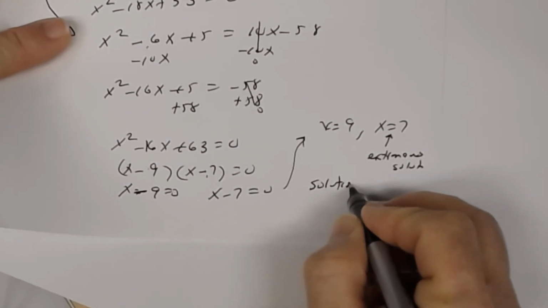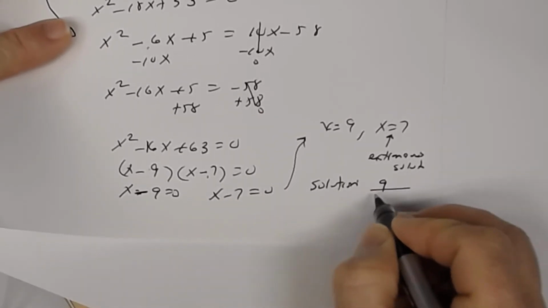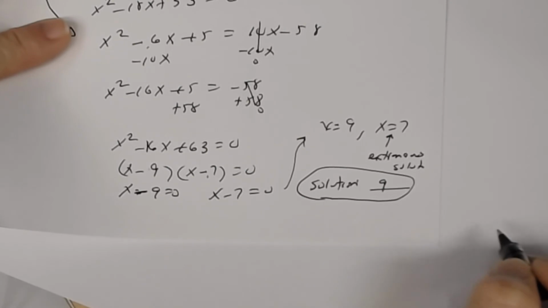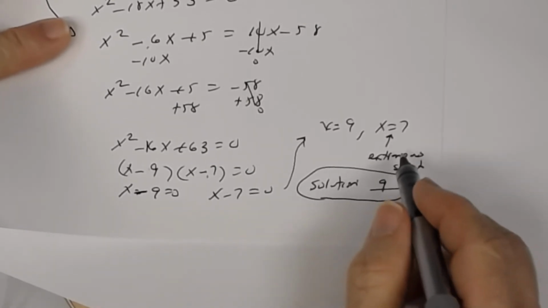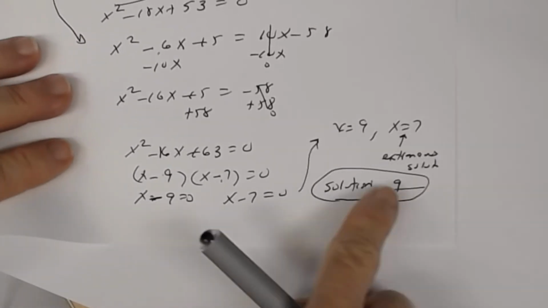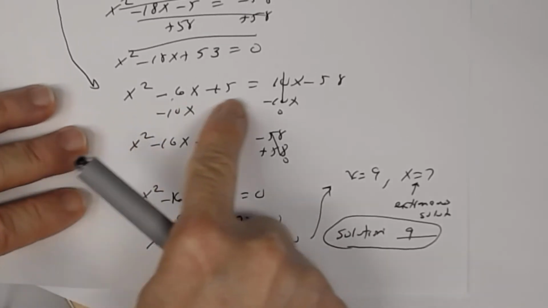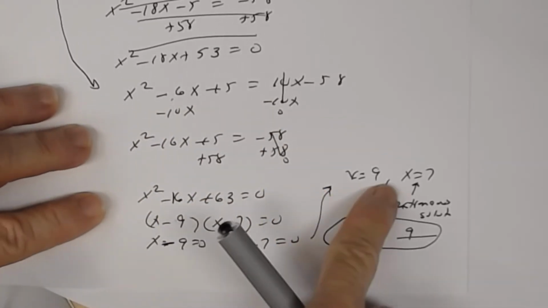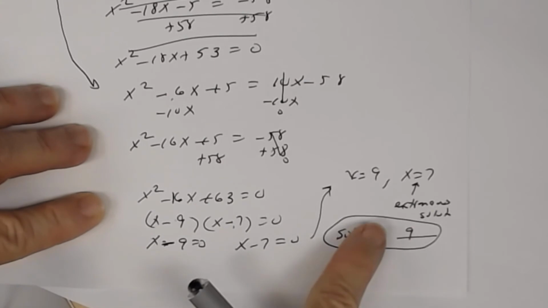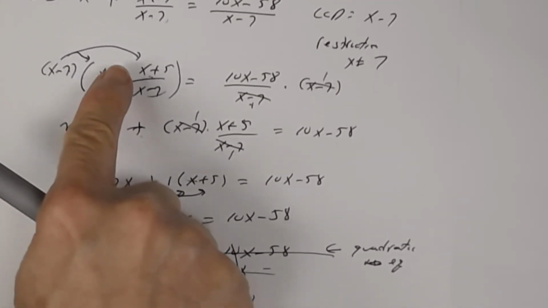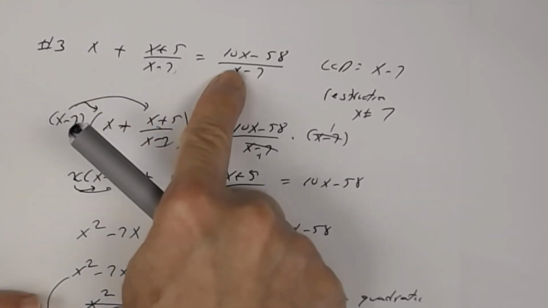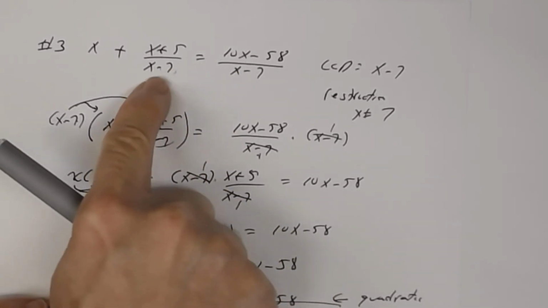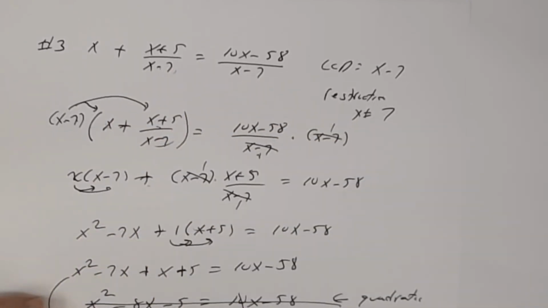So in terms of solution, you're going to say the only one is 9. That's the only solution. Just know that this is an extraneous solution. That's a false solution. Both of those are solutions to this quadratic, but they're not both solutions to the original. 7 is not a solution because 7 makes my denominator 0, so that's your restriction.